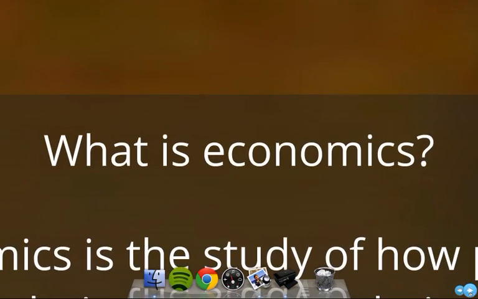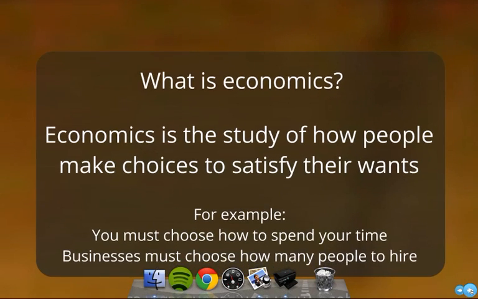Because no doubt you're thinking to yourself, well, it has to do with money, it has to do with people's jobs and the economy, but it's really a little bit broader topic than that. Economics is the study of how people make choices to satisfy their wants. Typically when we think about economics, we are thinking about how they make choices monetarily, what they spend their money on, where they choose to work, what kind of jobs they have.